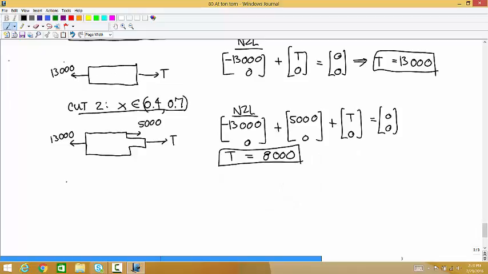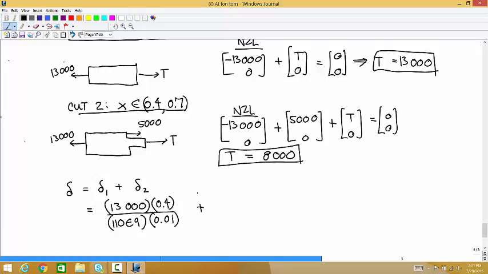Any questions about the internal loads? All right, so now the total elongation is the elongation for piece 1 plus the elongation for piece 2. For piece 1, we have a tension of 13,000, a length of 0.4, Young's modulus of 110 times 10 to the 9, and then a cross-sectional area of 0.01.